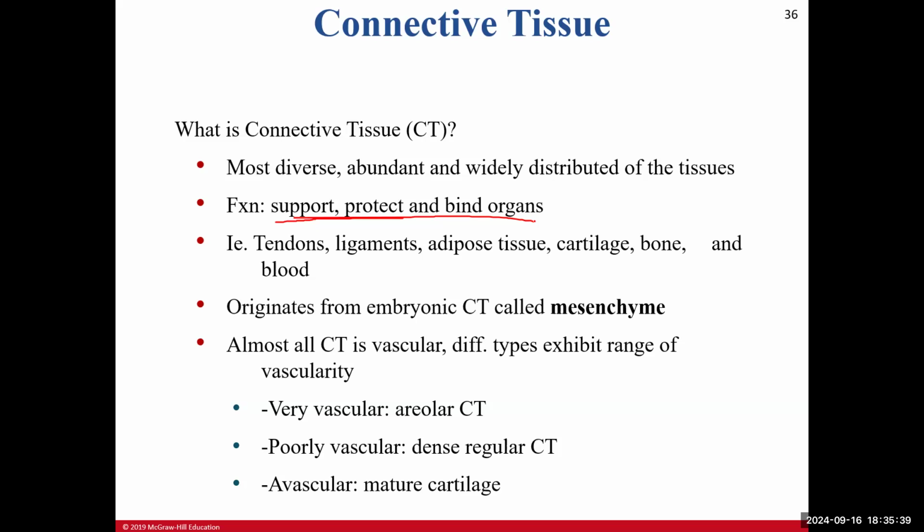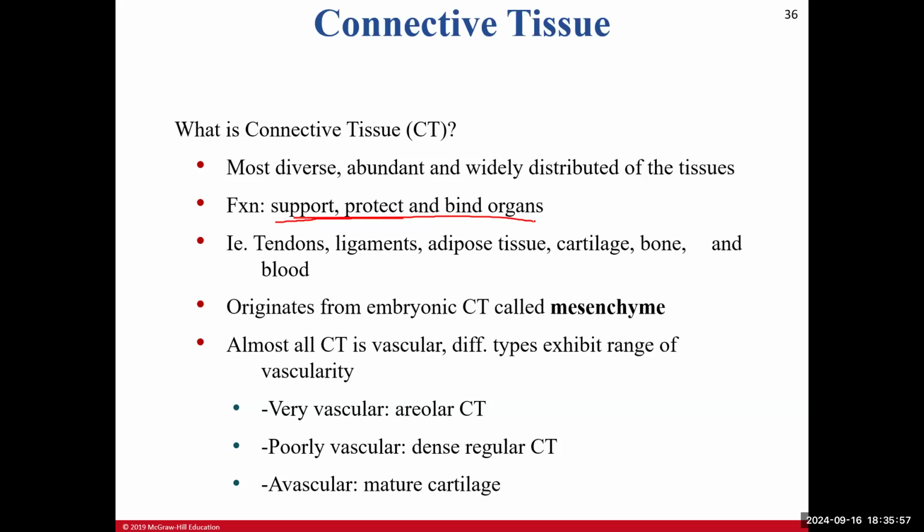All right, blood: you're probably thinking, how does that support anything? That's going to fill more of the protection role, because what's in your blood? Your leukocytes, your white blood cells, which are immune cells, and they help protect the body from pathogens and infection. So keep that in mind when we talk about the function of connective tissue: support, protect, and bind.